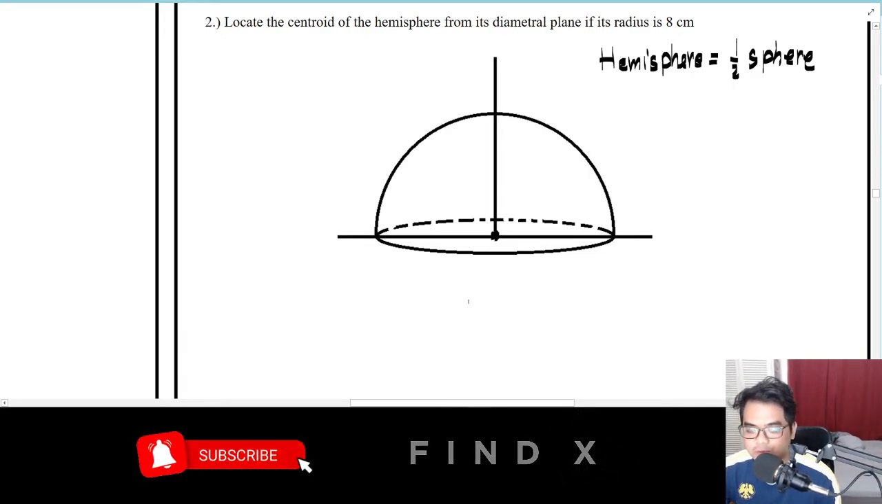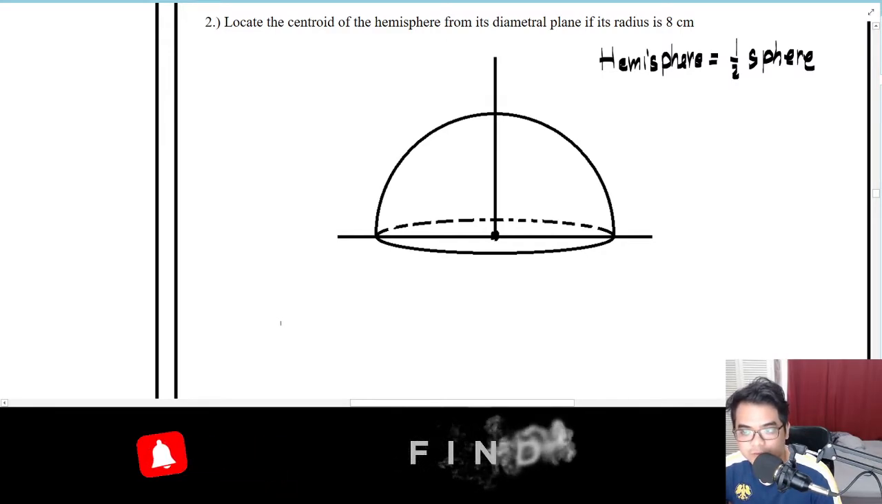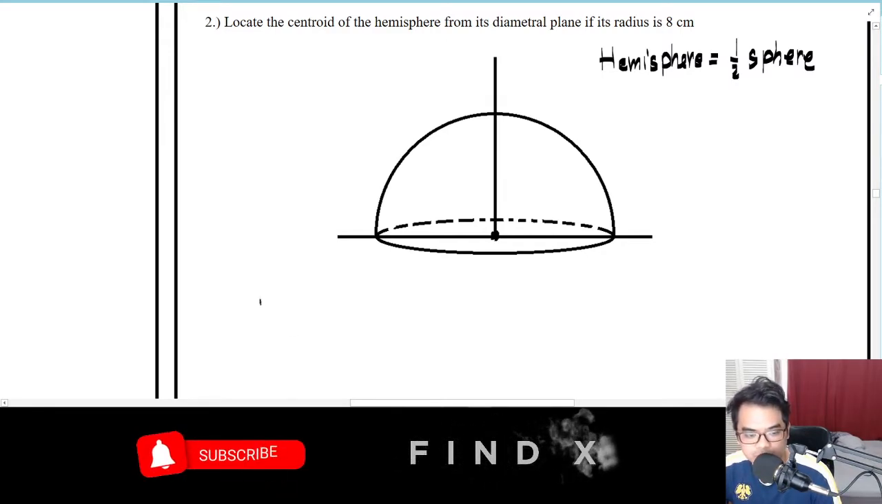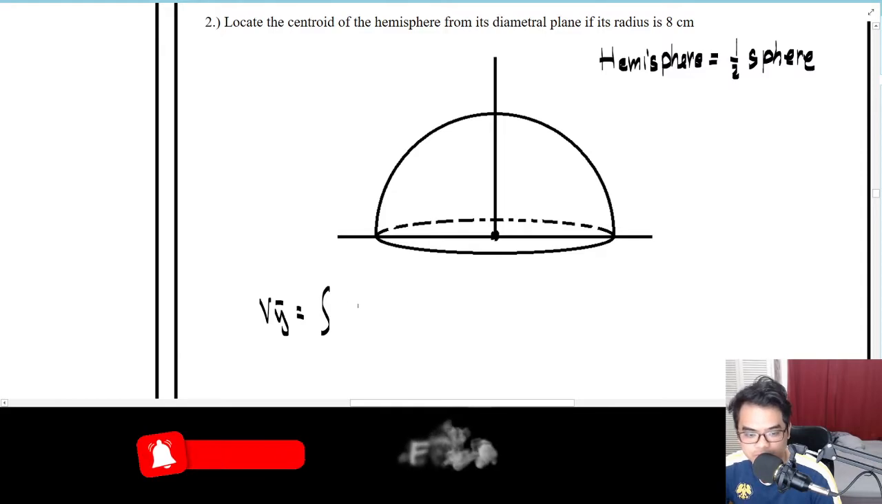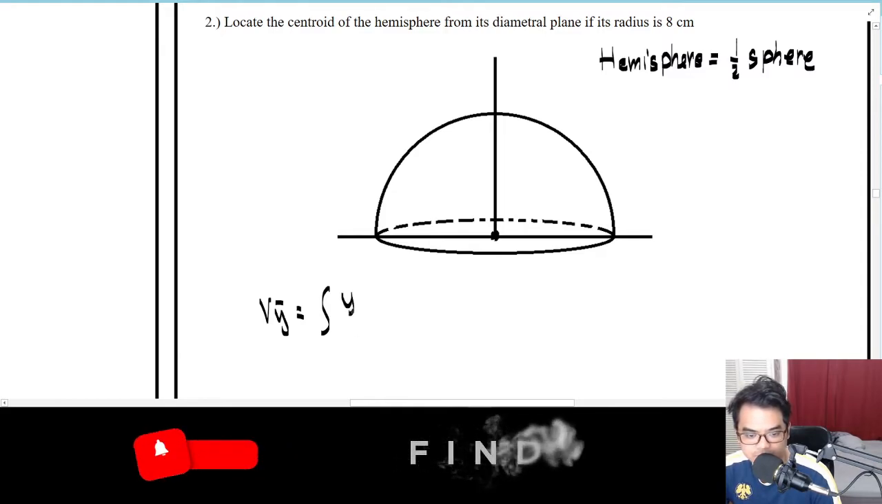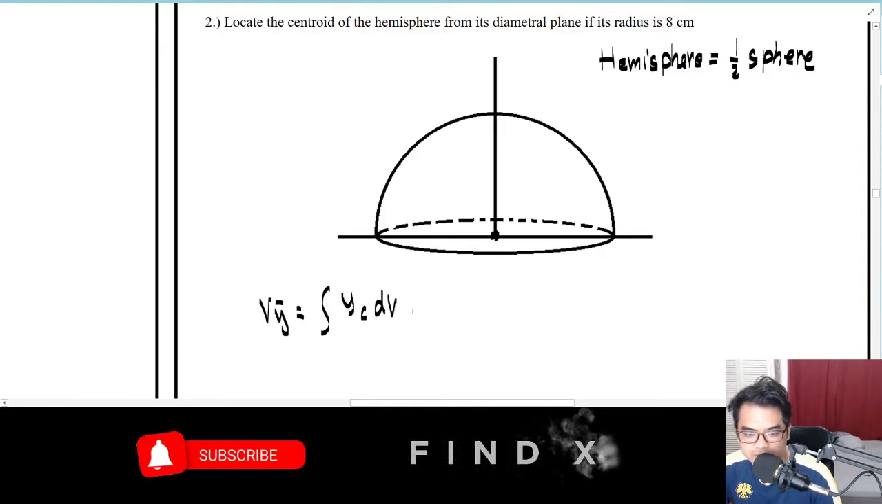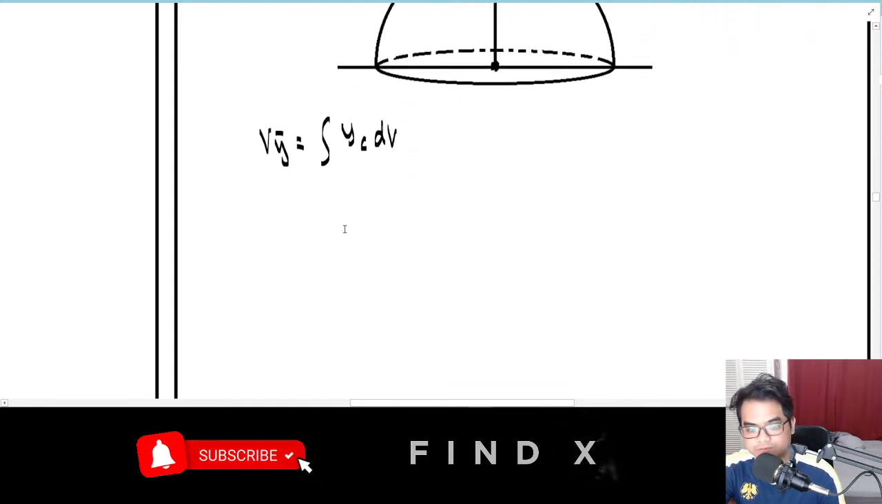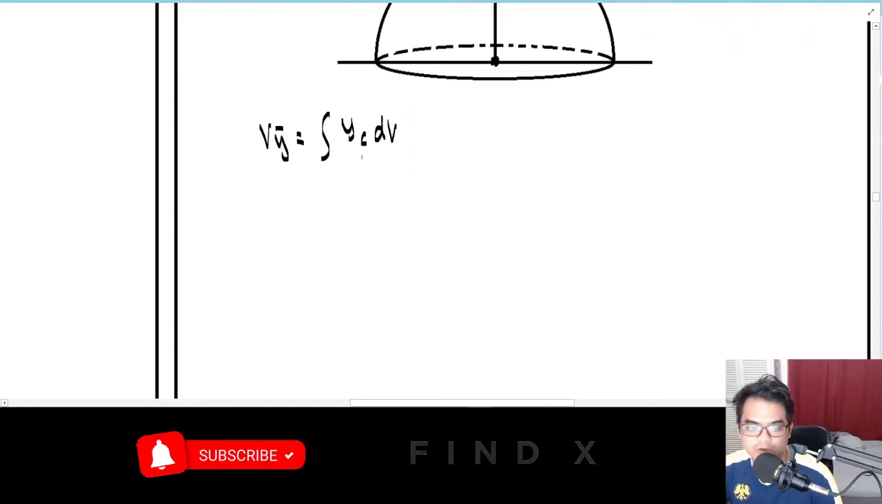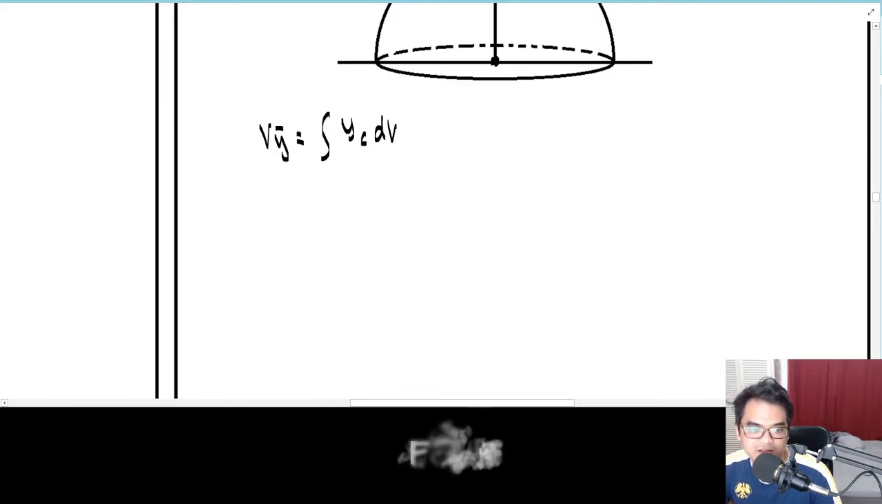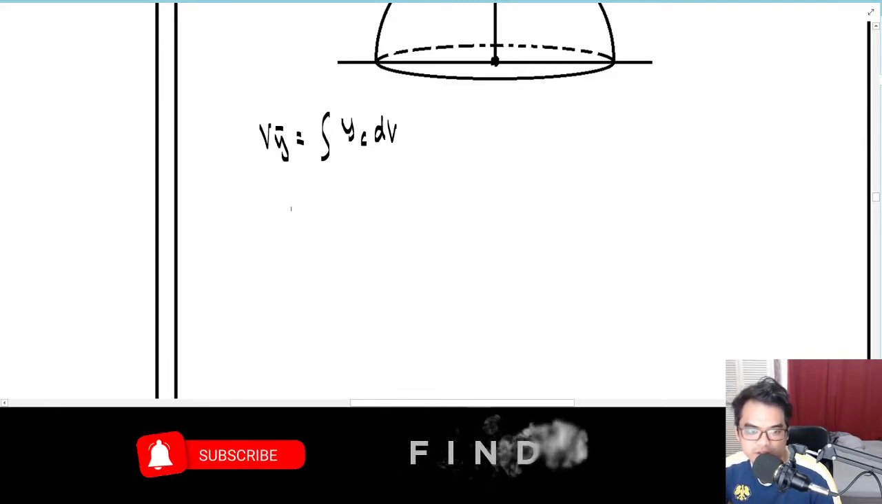We'll be using volume now. So we'll be using v y bar equals the integral of yc dv. There you go. This will be the formula we'll be using, since I replaced the m with v.